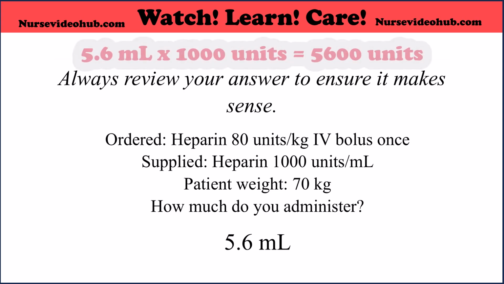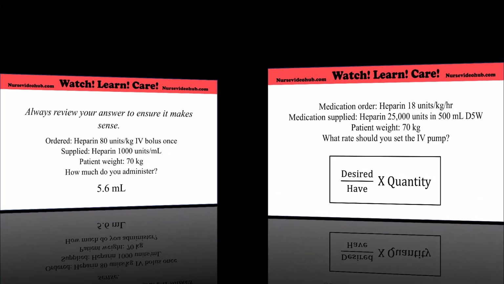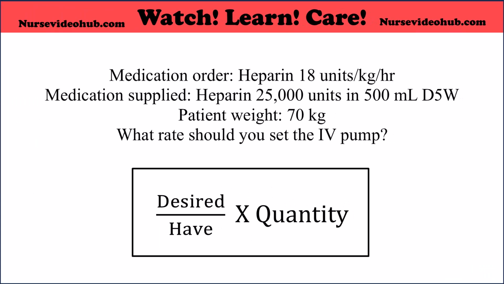The reverse method is to multiply 5.6 milliliters, the amount to be administered, by 1,000 units, the concentration available, which equals 5,600 units, the prescribed dosage. Let's move on to the second problem, a weight-based heparin drip.